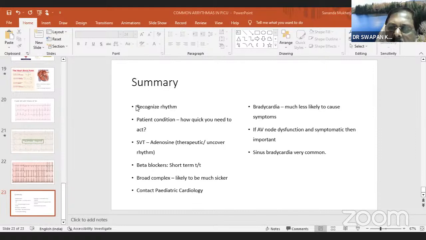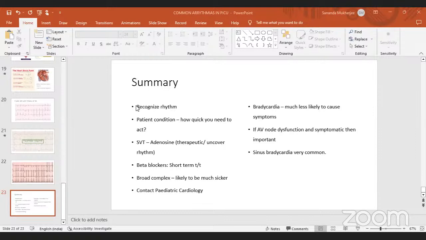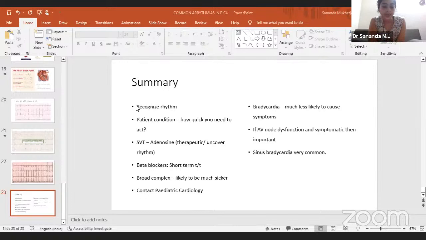Yes. So one question is, what is the difference between synchronized and unsynchronized shock, and their therapeutic indications and implications? Synchronized means that when we are discharging the shock, it is at the beginning of the QRS complex. Unsynchronized doesn't have any relation to the cardiac cycle, meaning which part of the cycle we are delivering the shock. So usually for VF or unstable VT, we use unsynchronized shock, and synchronized we use in SVT.